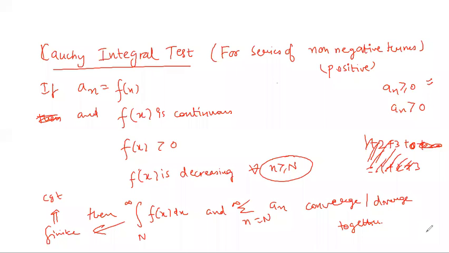We already did one example of the integral test. I gave you the example of the series a_n equal to 1 by n. When you solved it using the integral test, we found out that the series summation a_n equal to summation 1 by n is a divergent series. We did the proof using the integral test.